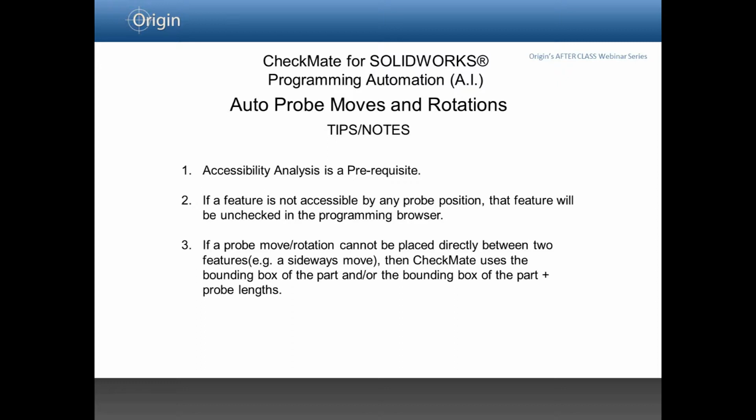So, number two, if a feature is not accessible by any particular probe position, that feature will be unchecked in the programming browser. And finally, if a probe move or rotation cannot be placed directly between two features, let's say like a sideways move to go around the corner or something like that, then what Checkmate does is it uses the bounding box. It calculates a box around the part, like a safety box, and that bounding box may also increase based on the probe lengths to insert the probe rotations.